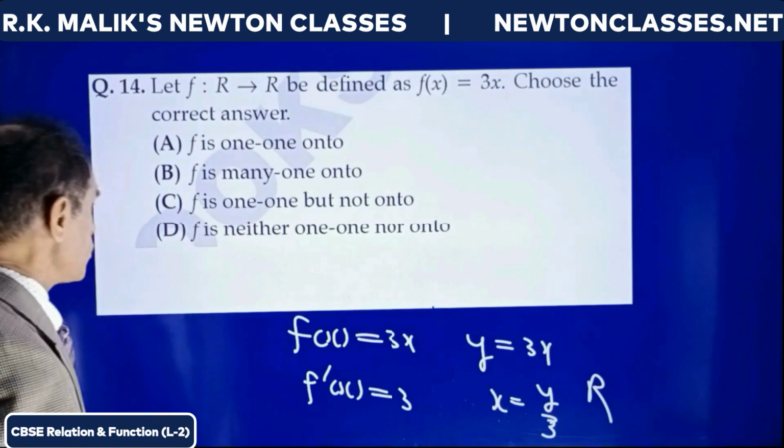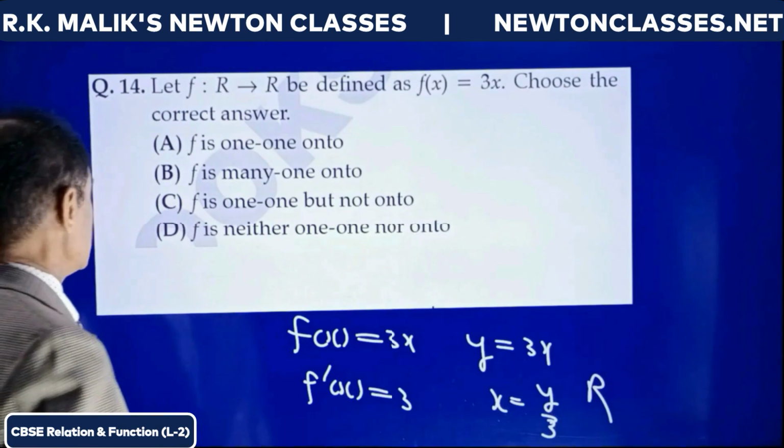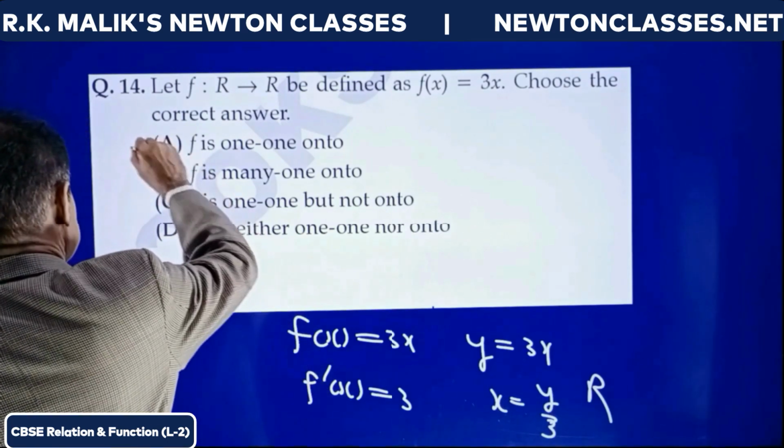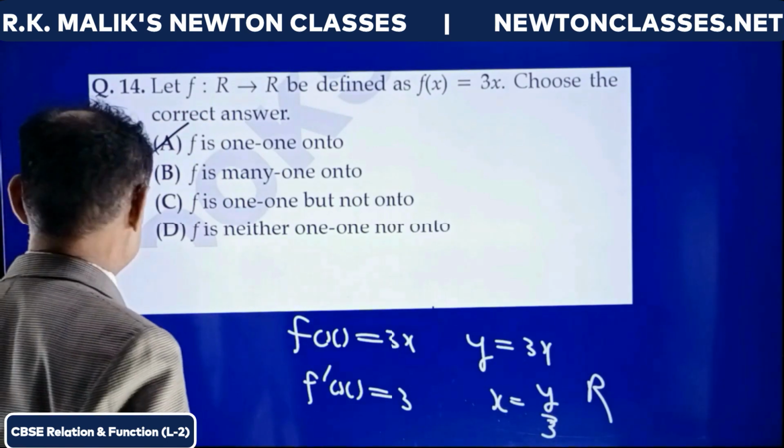Hence the function is both one-one and onto. That is, A becomes the correct choice.